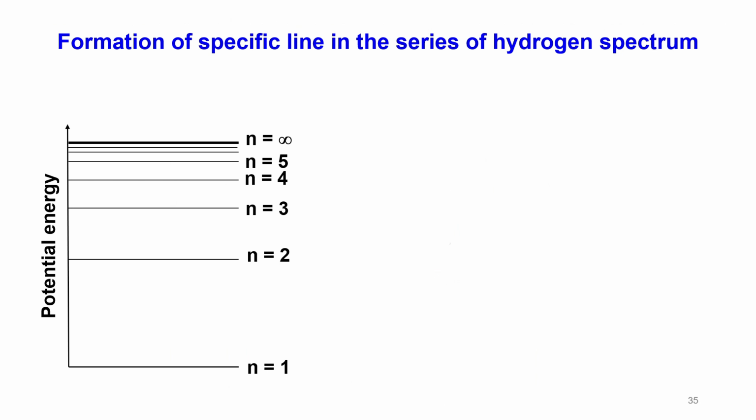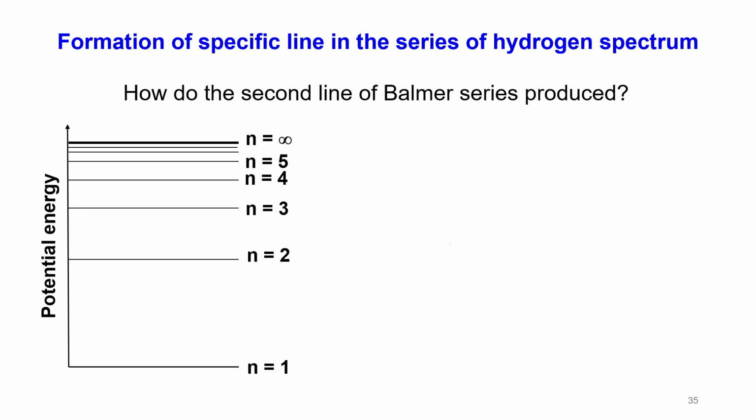Alright, so formation of line spectrum in the series of hydrogen atom. Jadi, how is the second line of Balmer series produced? Jadi, ground state untuk Balmer tadi ialah apa? Ground state for Balmer is n is equal to 2. Jadi, dia nak second line. Anything that drops, so 3 jatuh pergi 2, yang ini first line. 4 pergi 2, second line. Jadi, how is the second line of Balmer series produced?